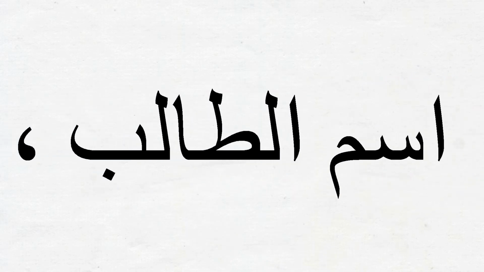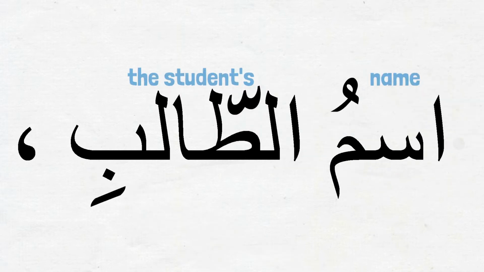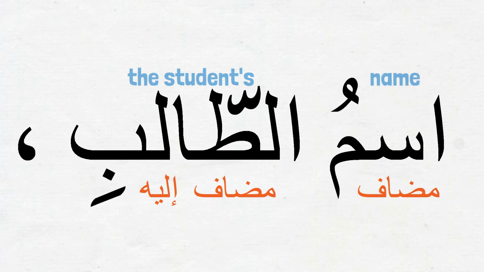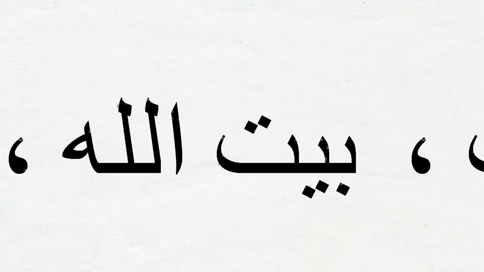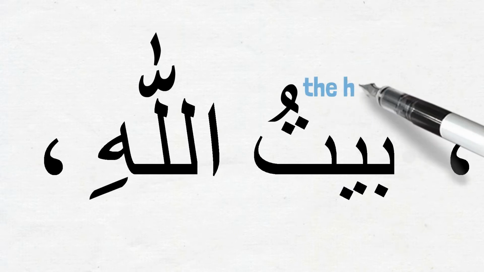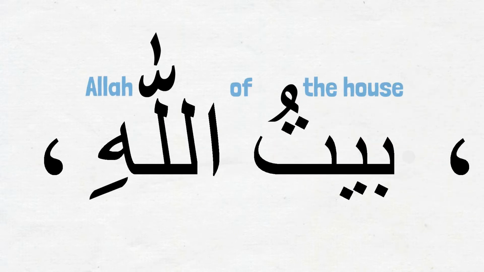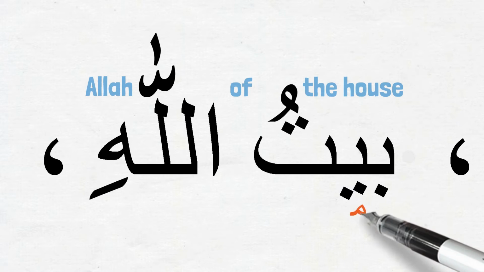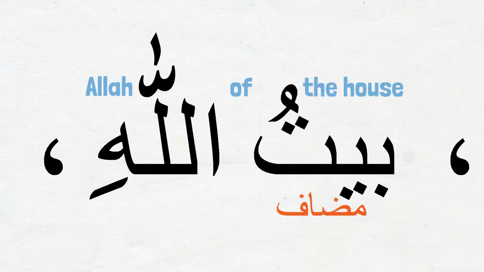Next. Ismut talibi. The student's name. What is ismu? Mudaf. And at-talibi is mudaf ilayh. Very good. Next. Baytullahi. The house of Allah. Baytu is mudaf and the ism Allahi is coming as mudaf ilayh majrur.